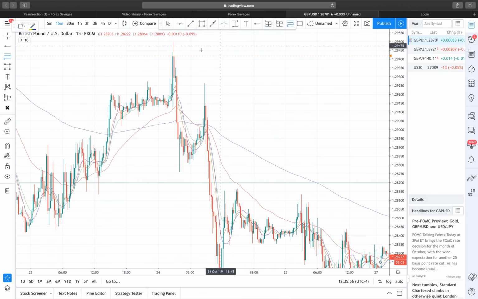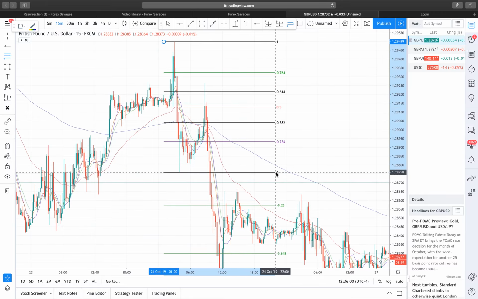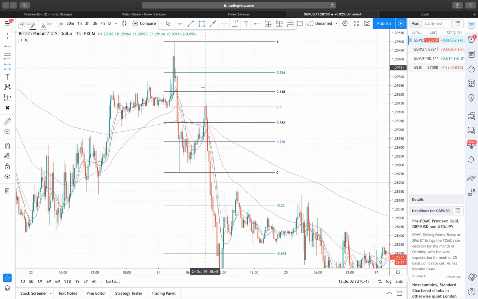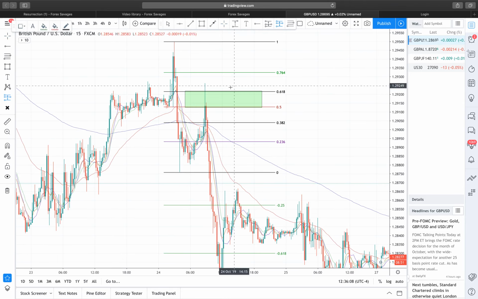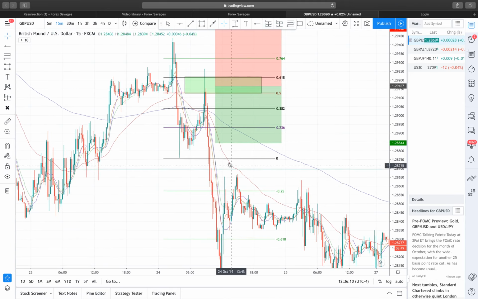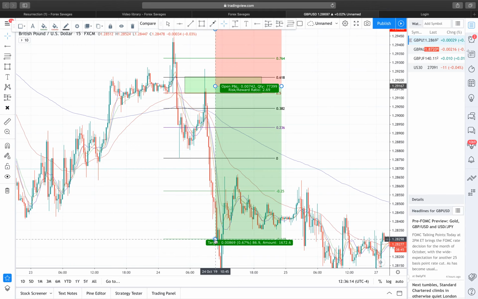You could have run your Fibonacci's from the top of this wick to the bottom of this wick, and look at that. Let's highlight our fib zone. Dude, we just got another clean entry, and look at that. It lined up exactly with our 1 hour. Our take profit for that 15-minute Fibonacci was 86 pips.